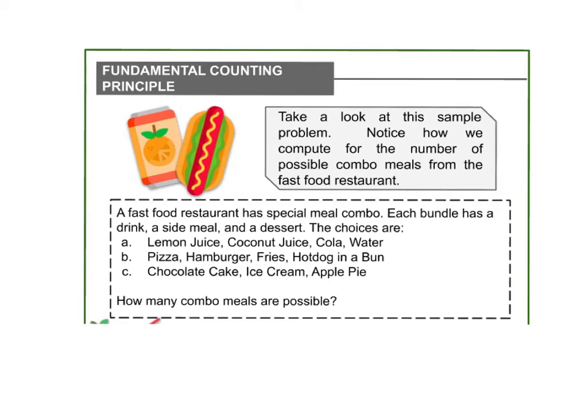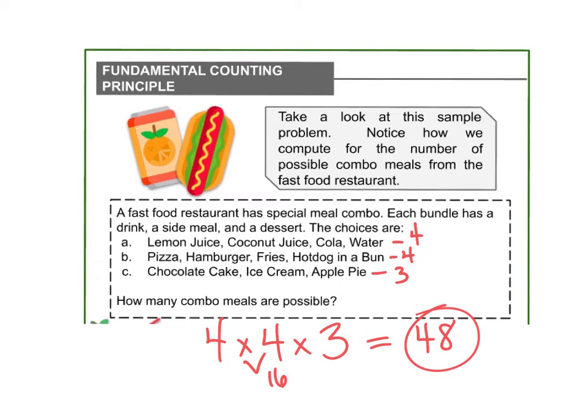So a fast food restaurant has a special combo meal. Each bundle has a drink, a side meal, and a dessert. Here are the choices: lemon juice, coconut juice, cola, water. So in that, we have 4 options for a drink: pizza, hamburger, fries, or hot dog. 4 options. And then we have chocolate cake, ice cream, apple pie. So we have 3 options. So in this case, to find the total number of outcomes, I could list them all in a tree diagram, or I can use the fundamental counting principle and multiply these 3 numbers. So 4 times 4 is 16. 16 times 3 is 48. There are 48 possible combinations.